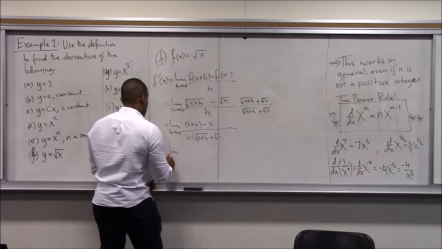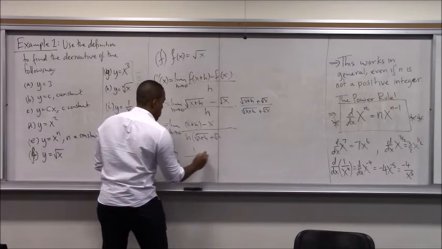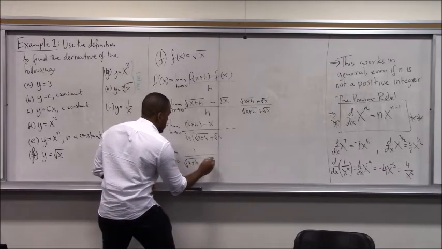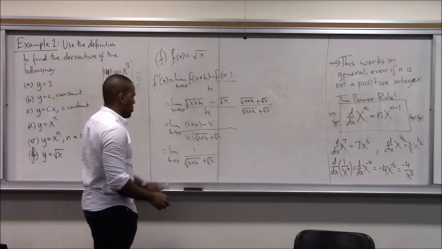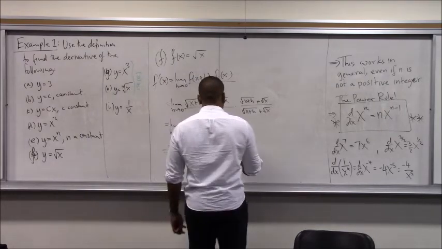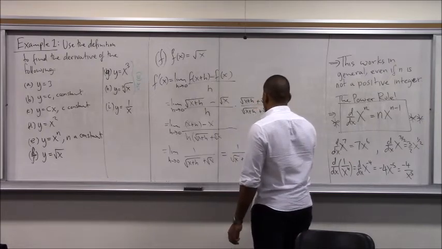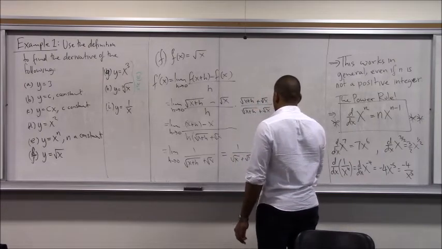You'd end up with the limit as h approaches 0 of 1 over the square root of x plus h plus the square root of x. And at this point, if we plug in h equals 0, you would get 1 over the square root of x plus the square root of x, or 1 over 2 square root of x.